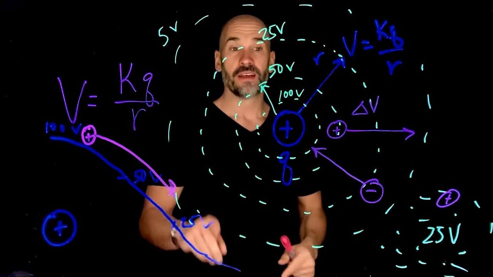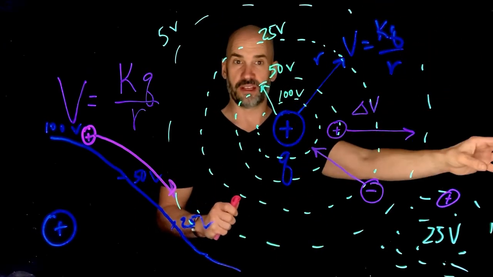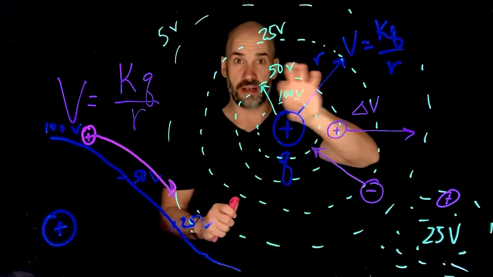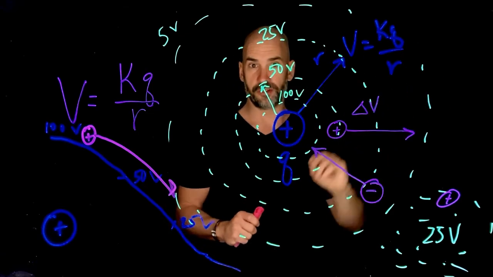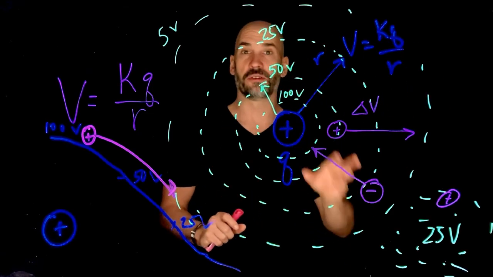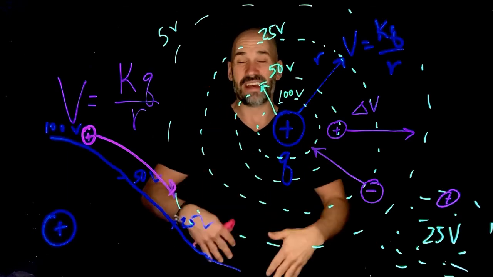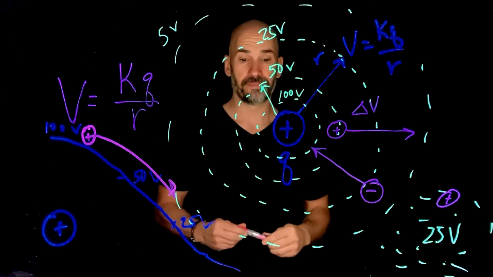So that's key. Positive charges always want to move from higher potential to lower potential. They accelerate, they gain energy if they move from higher potential to lower potential. Negative charges always want to move from low potential to high potential. That's their natural instinct as little negatively charged particles. All right?